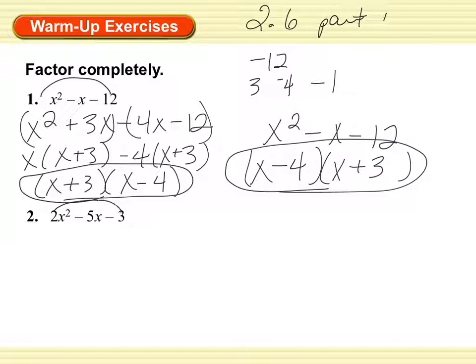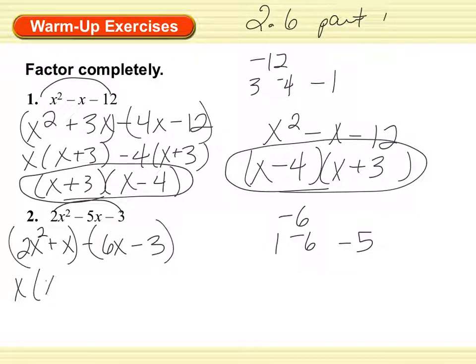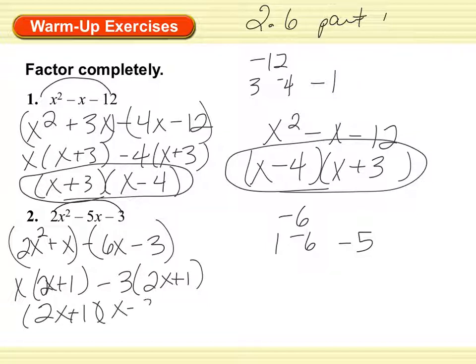When you have an a term like number 2, it's a little bit harder. So I've got negative 6, negative 5. So 1 times negative 6 is negative 6, and 1 plus negative 6 is negative 5. Minus 6x minus 3. Take out an x, I'm left with x plus 1, 2x plus 1. Take out a negative 3, 2x plus 1. So I get 2x plus 1 and x minus 3. I factored it completely. Still warming up.